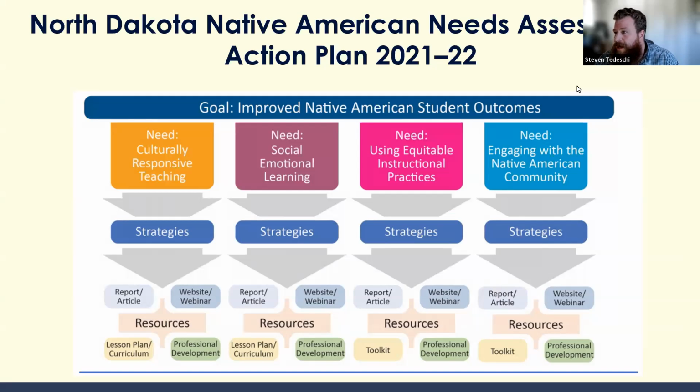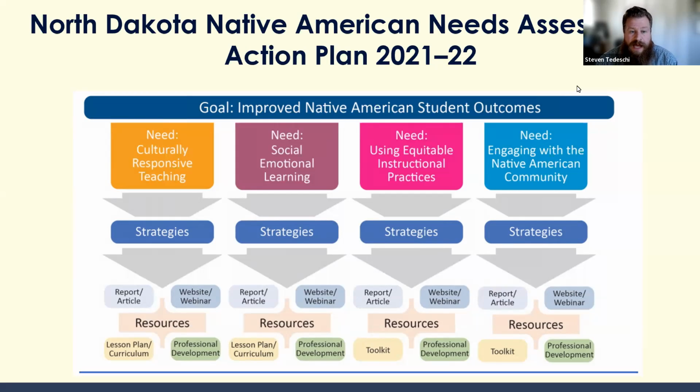And so the action plan is organized. You can see the example here from 2021, 2022. It is organized by areas of need. And I should point out that this is from the last iteration of the action plan.